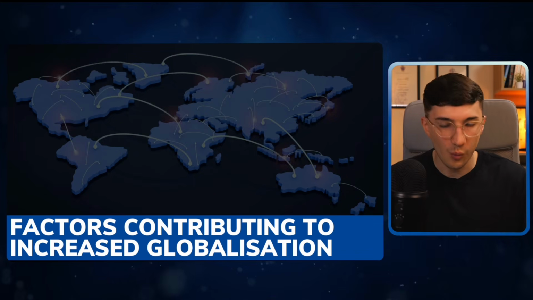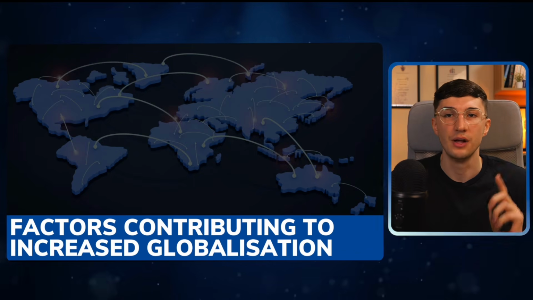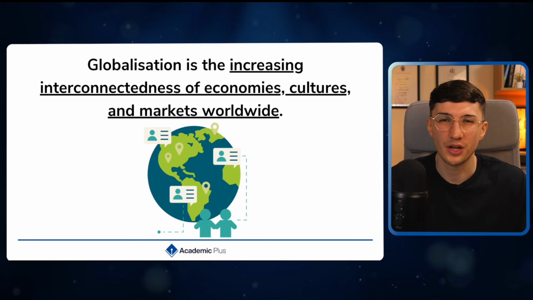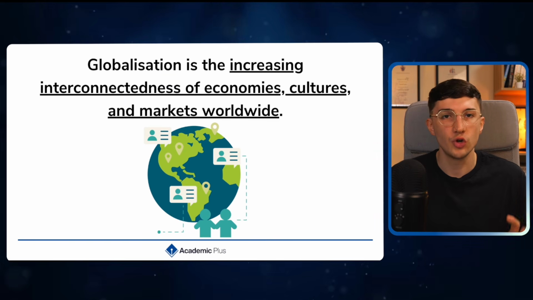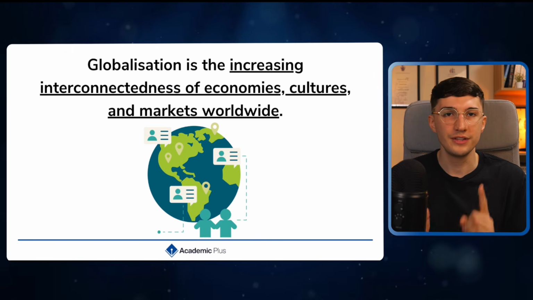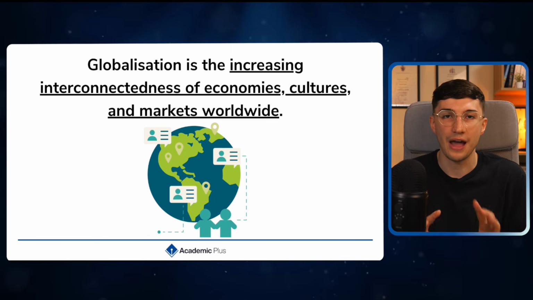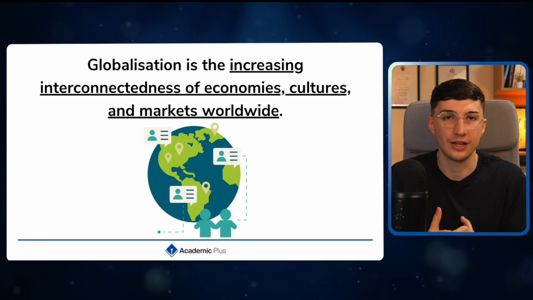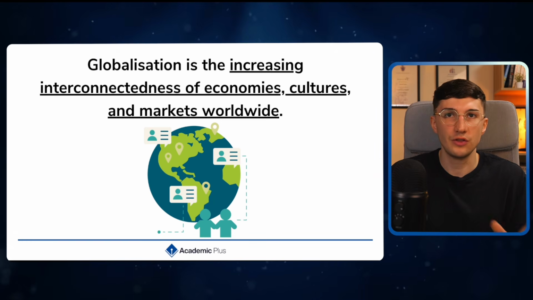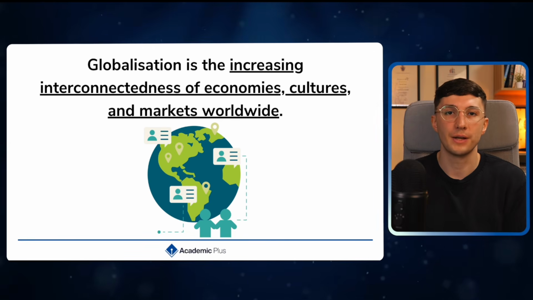The next topic that we're going to take a look at in this revision video will be the different factors that are contributing to increased globalization. Now, what do we actually mean by globalization? Essentially, it's the network between different countries across the world. Because what we've seen with globalization is that we are more connected to different countries than we ever have been. That means our economies are connected, our cultures are connected. So rather than just seeing the UK as my market, I now see the entire globe as one big market.